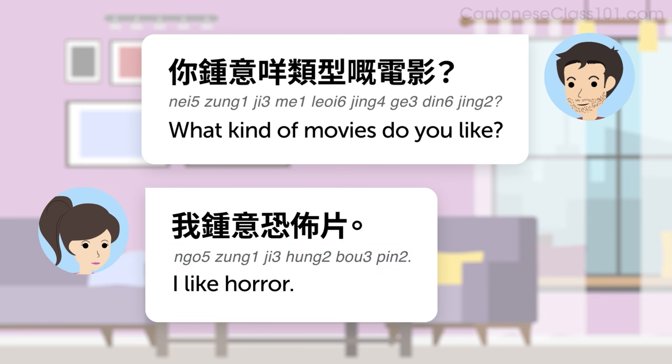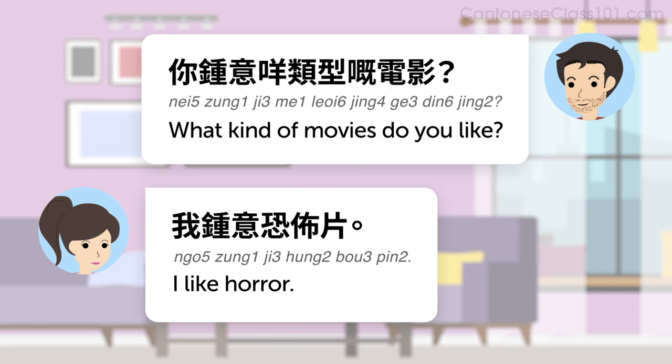First of all, you'll need to learn how to say, what kind of movies do you like? That's 你喜欢什么类型的电影? Listen to it again. 你喜欢什么类型的电影? This Cantonese sentence literally translates as, you like what kind of movies? But it means, what kind of movies do you like?